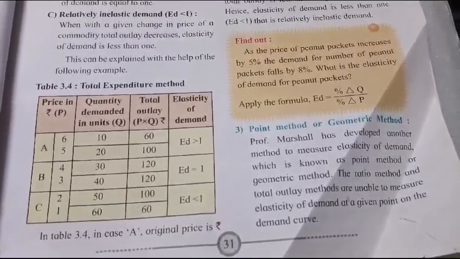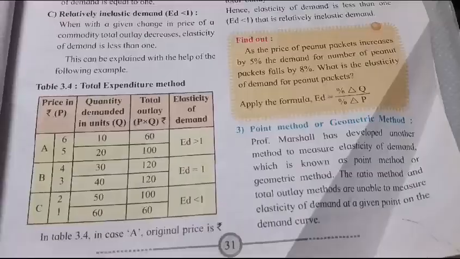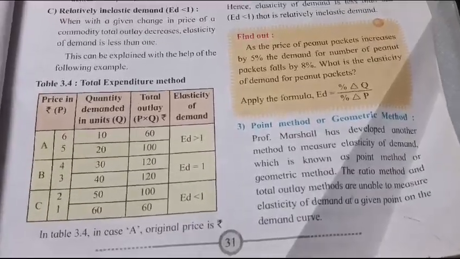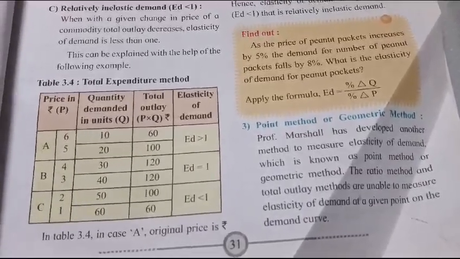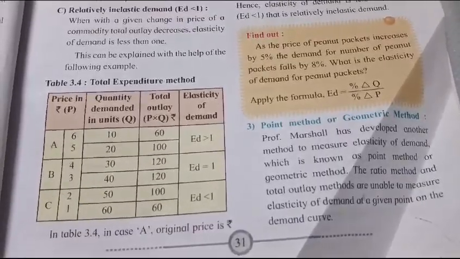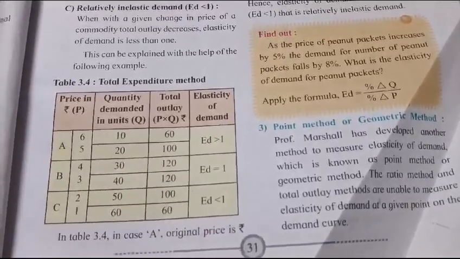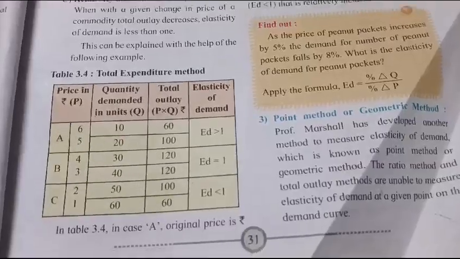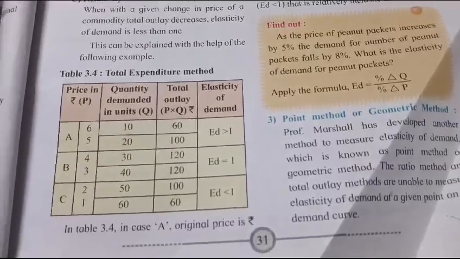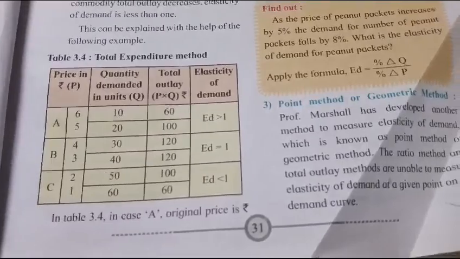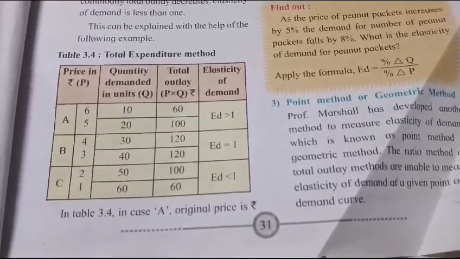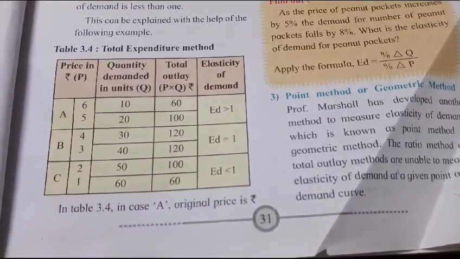C. Relatively inelastic demand, where 1 is bigger than ED. When with a given change in price of a commodity, total outlay decreases, elasticity of demand is less than 1. This can be explained with the help of the following example. Table 3.4, Total expenditure method.